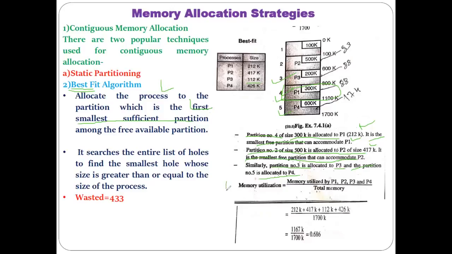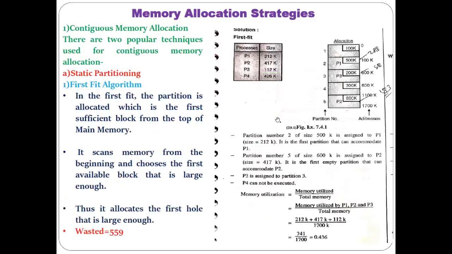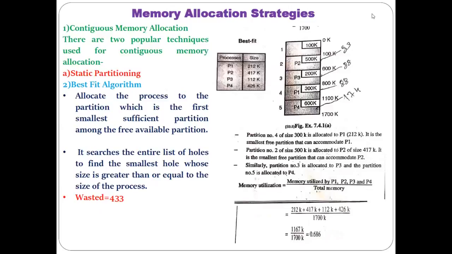Now if you calculate the memory utilization here, using a similar formula, the memory utilization is 0.486. What was the memory utilization in the case of first fit? It is 0.436. So you can compare first fit and best fit here. Definitely the memory utilization is higher in the case of best fit, and the wasted memory in best fit is also less as compared with the 559 in the case of first fit. That is the reason best fit is better than the first fit algorithm.